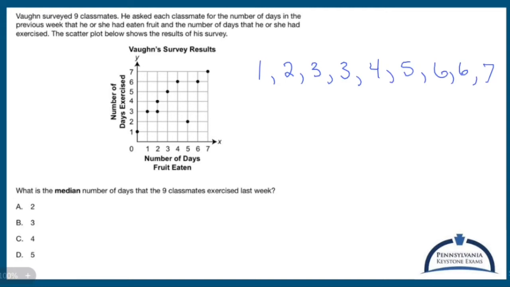I want the median, which is the middle. So small, big, small, big, small, big, small, big. So the median days of exercise is 4. The answer is C. What a weird problem.